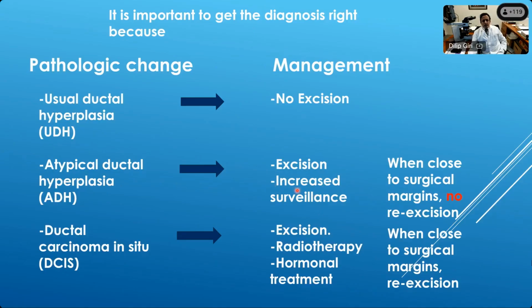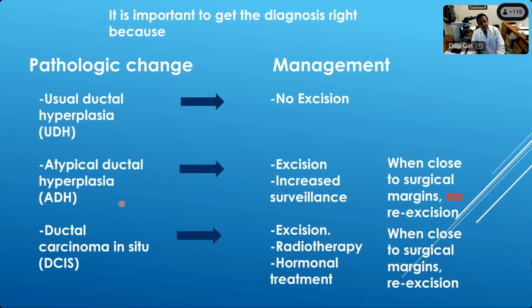Perhaps these patients may be offered hormonal treatment, and some of the patients may even refuse to take that. And there is no need to go back. If ADH is at margins, at least in the United States, surgeons don't go back and remove more tissue if foci of ADH are present on the margins of the lumpectomy specimen.